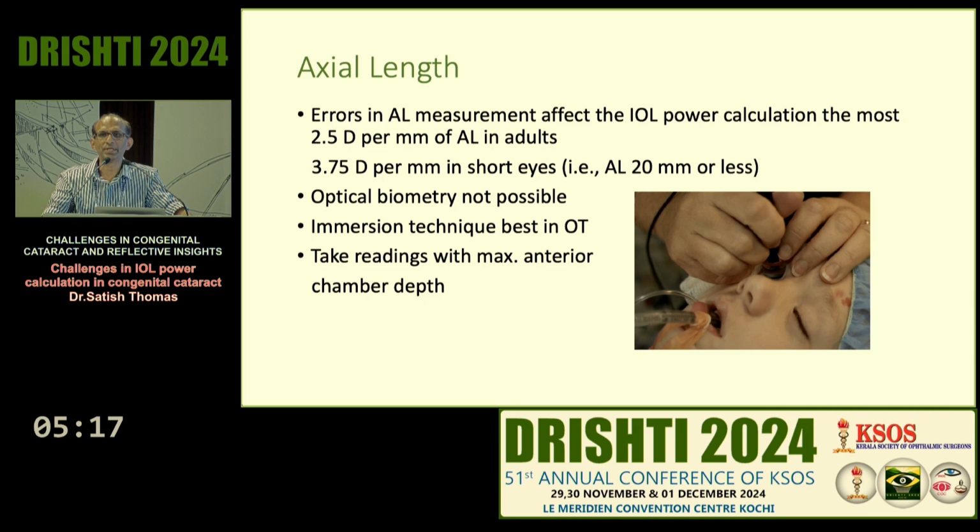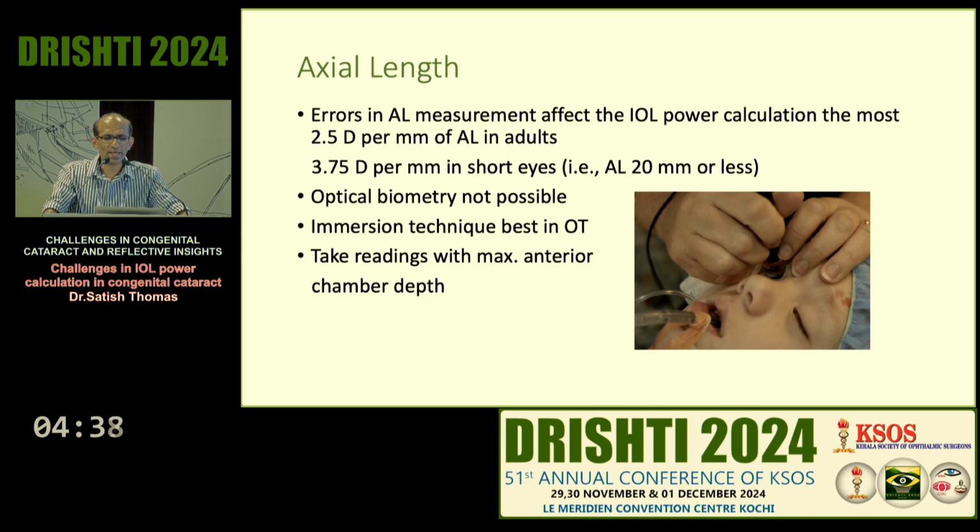And optical biometry is usually not possible in these children. We know that optical biometry is superior to ultrasonic because we can get it along the visual axis. And then some of the other problems of the ultrasonic calculation are not there. But we have to rely on the ultrasound measurement of axial length. So it's usually done in theater because we need sedation or anesthesia in order to measure that. So usually it's done just before the surgery on table.